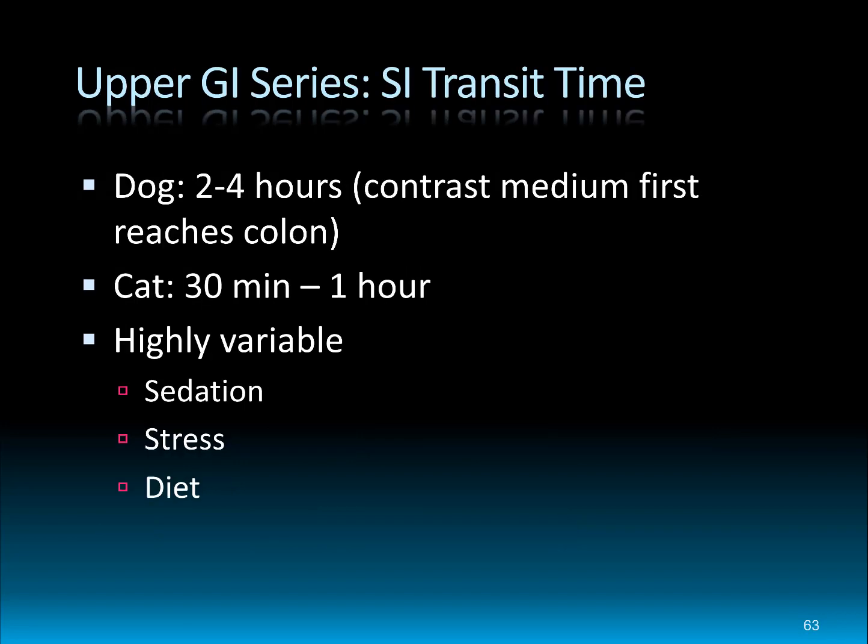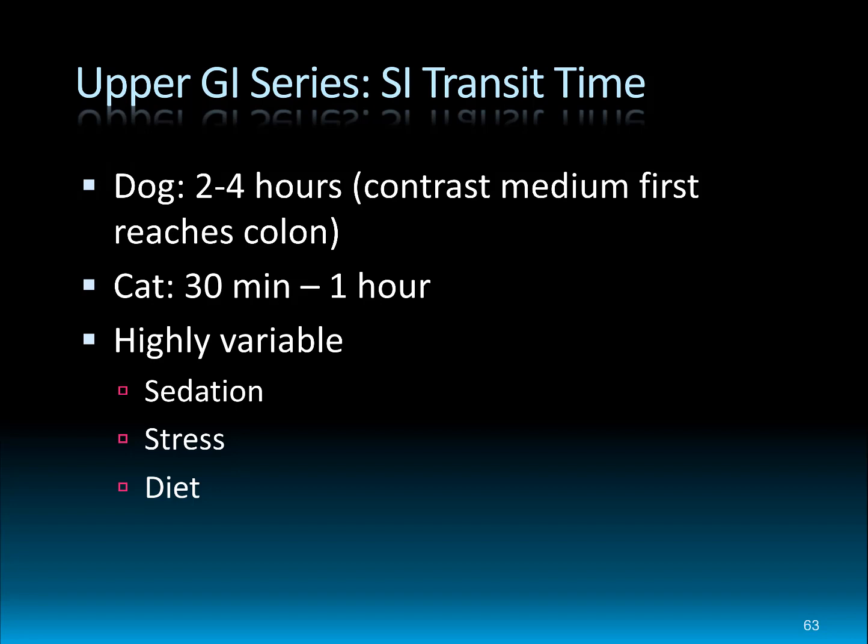So as we move to a few points about an upper GI series, think about the transit time. Transit time relates to the time it takes for the first bit of contrast to move all the way through the organ in question. So for the small intestine in a dog, transit time is 2 to 4 hours, and that's when the contrast medium gets through the small intestine and the first bit of contrast medium gets to the colon.